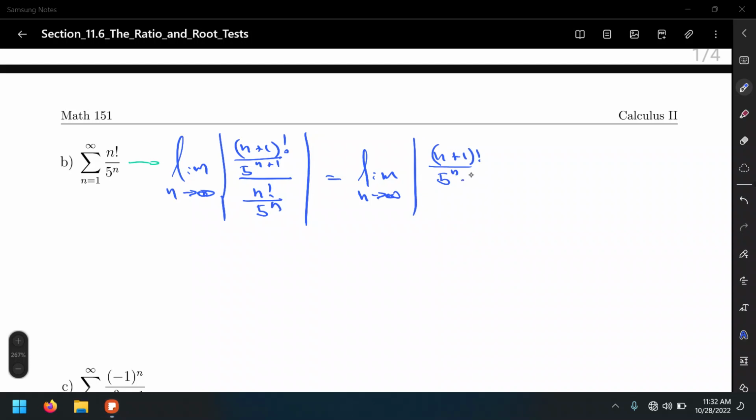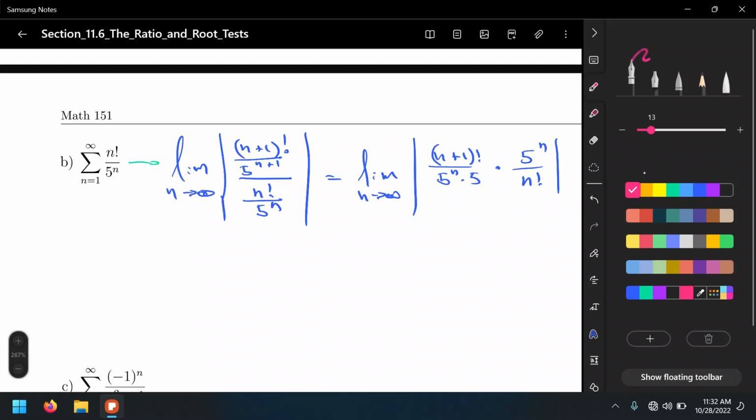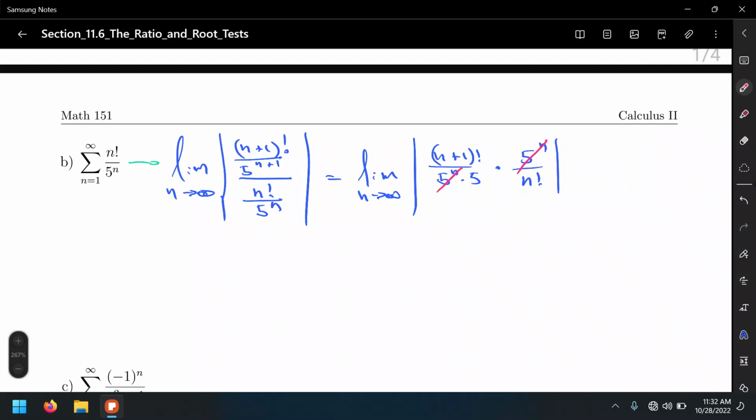How about 5 to the n times 5? Let's do that in one step. And then that times 5 to the n over n factorial, which is the reciprocal of the division we had in the previous step. So from here we can actually divide out the 5 to the n's, but at the same time now we need to simplify the factorials. Remember how we spent a good minute simplifying factorials at the beginning of the chapter, because we're going to need them here.